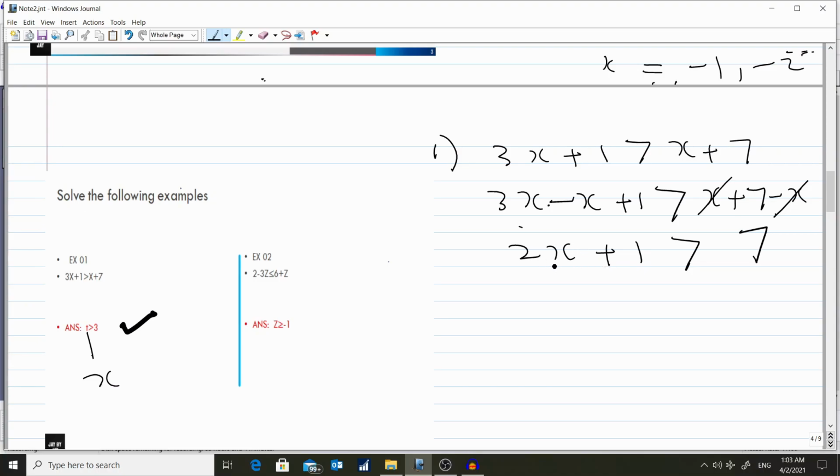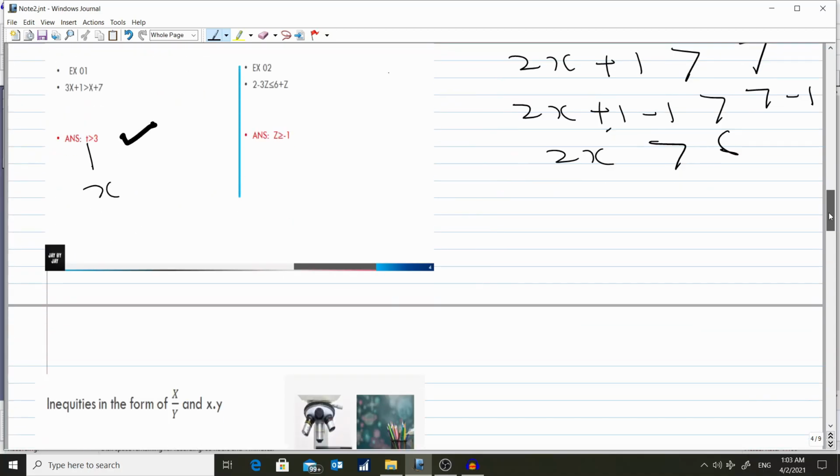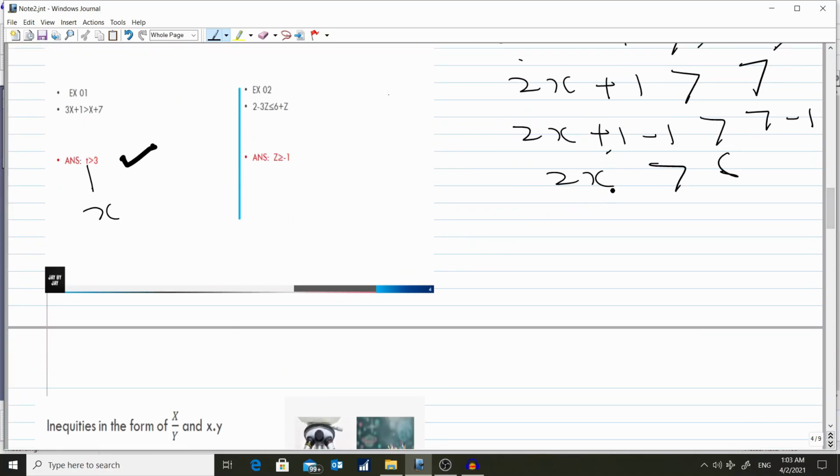Again, we need to have the x terms on only one side. In order to do that, we can subtract 1 from both sides. Here 2x plus 1 minus 1 greater than 7 minus 1. So we will get 2x greater than 6. Again, we need to isolate only the x terms. In order to do that, we need to divide both sides by 2. But we know that 2 is a positive value, therefore the direction will not change. Here 2x divided by 2 greater than 6 divided by 2. Here we will get x greater than 3.